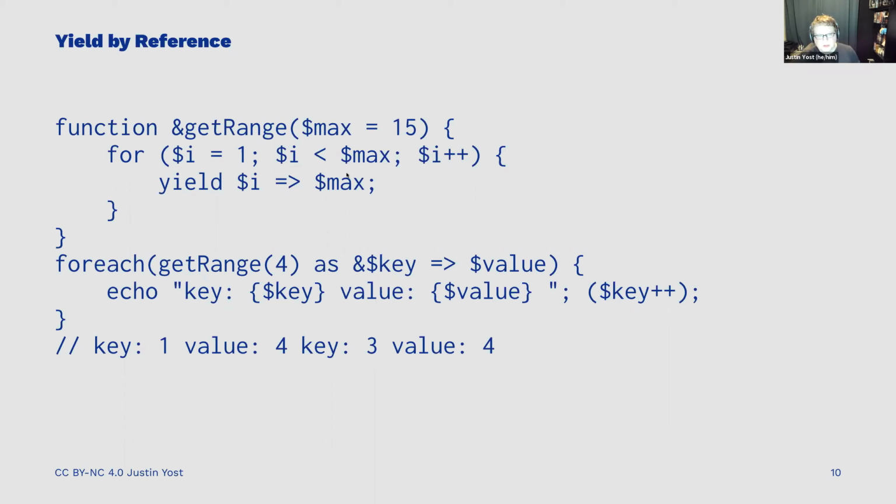3 is still less than 4. So we do execute another yield. We get 3 and 4. But now key becomes 4. We go back into get range. 4 gets incremented by 1 again, and it becomes 5, which is no longer less than max. So we kick out of this function right away.